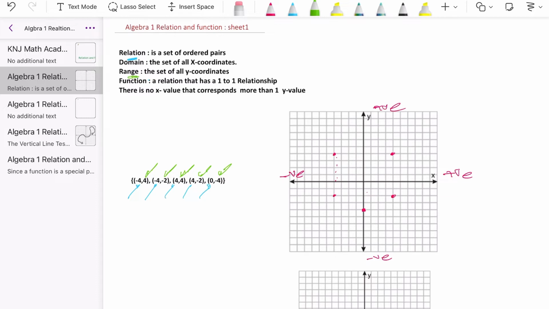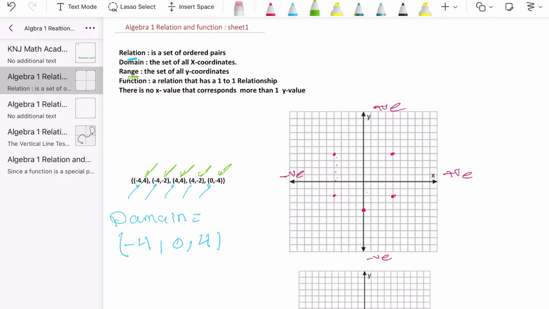We can also try to write this domain and range inside the parentheses. So domain will be here minus 4, and I'm not going to write the repeated number, so I have minus 4, minus 4, 4, 4, and 0. So I will have minus 4, 0, and 4. Yeah, it will be nice to make it in order.